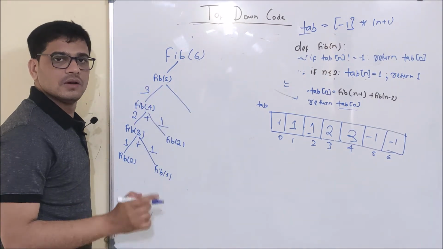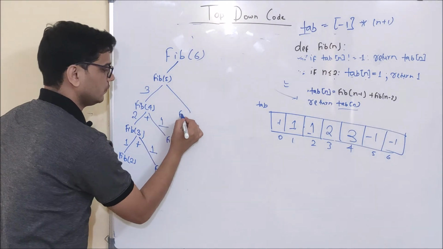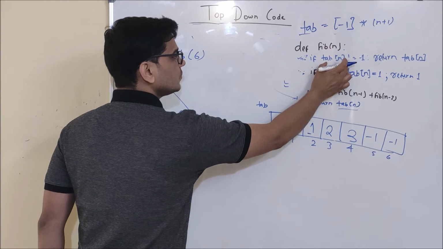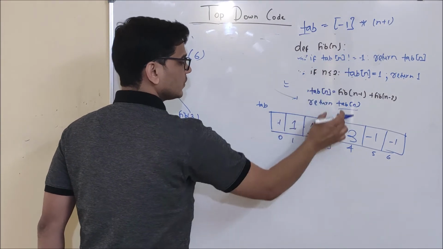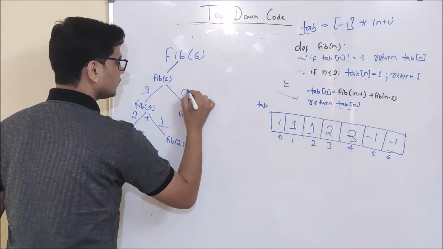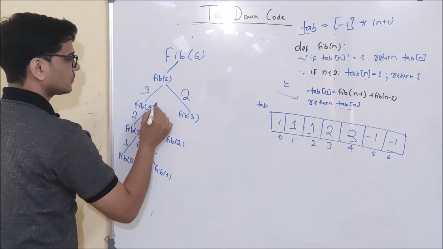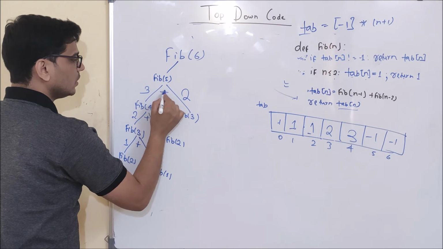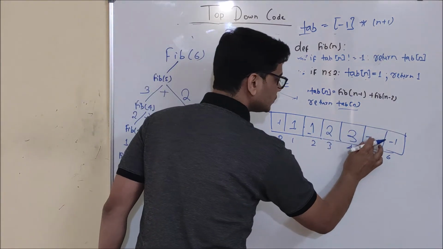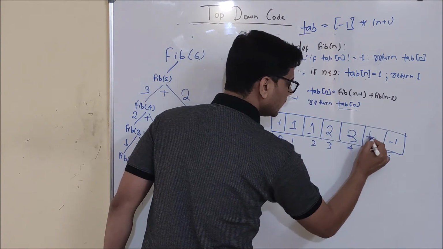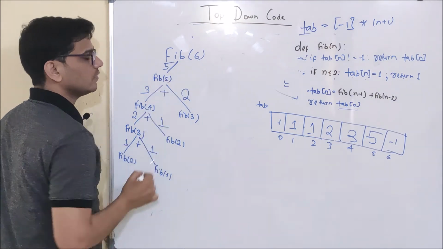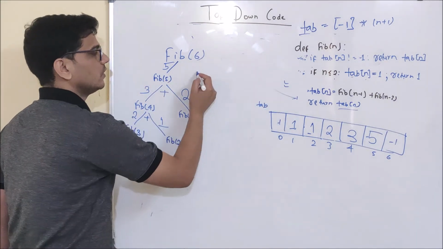Then fib of 5 will make a function call to fib of 3. Then this condition will be true. As you can see here, fib of 3 is 2, which is not equal to minus 1. So fib of 3 will return 2 from here. And what will fib of 5 do? Fib of 5 will sum it up, and first we'll update in tab of 5. So 5 will be updated here, and in the next line 5 will be returned to fib of 6.